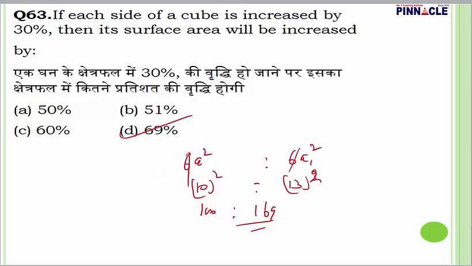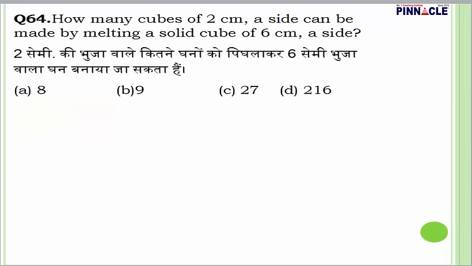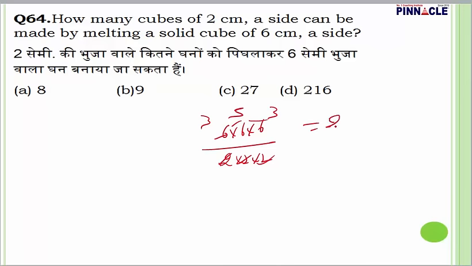It means the surface area has increased by 69% when 30% is the increase of a side. Question number 64. How many cubes of 2 cm a side can be made by melting a solid cube of 6 cm a side? So the volume of the big cube would be 6 into 6 into 6, and the smaller cube volume would be 2 into 2 into 2. Dividing, 27 should be the answer, which is C.